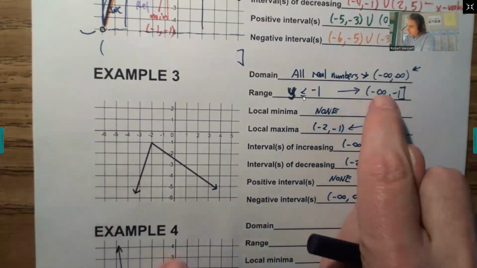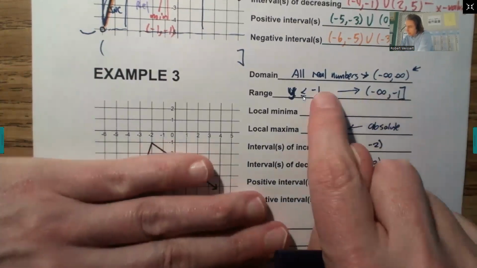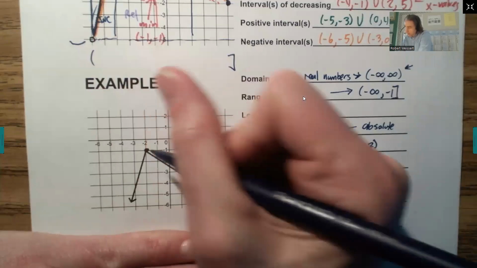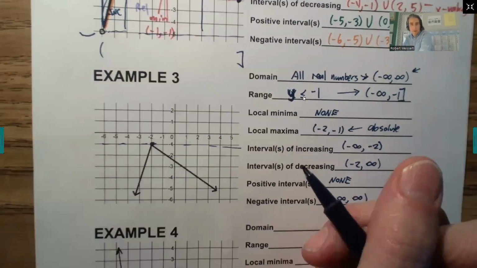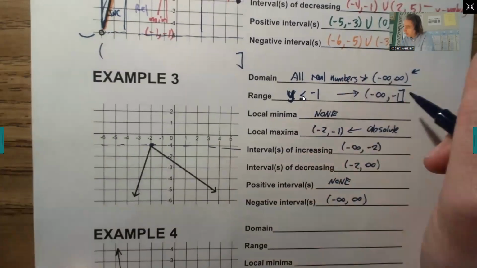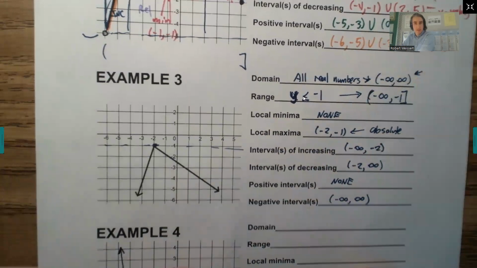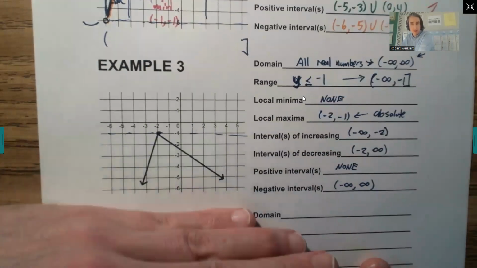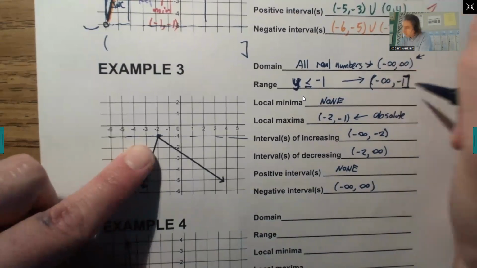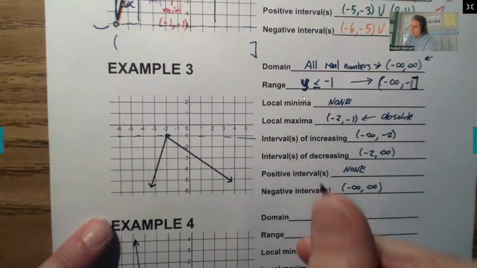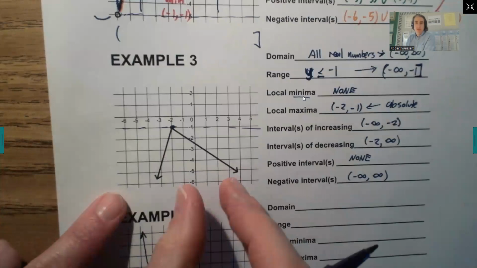The range, everything below -1. If you look at the y value here, -1 and below is representing all the y values. Nothing above -1, so we'd say y is less than or equal to -1. Again, it's starting from the bottom, -∞, and then it cuts off at -1, but it includes it. So we're going to do a square bracket. It doesn't have any minimum because it goes down forever.